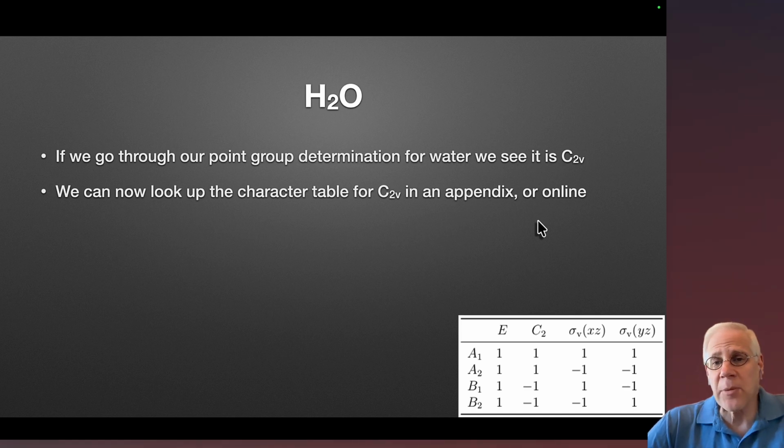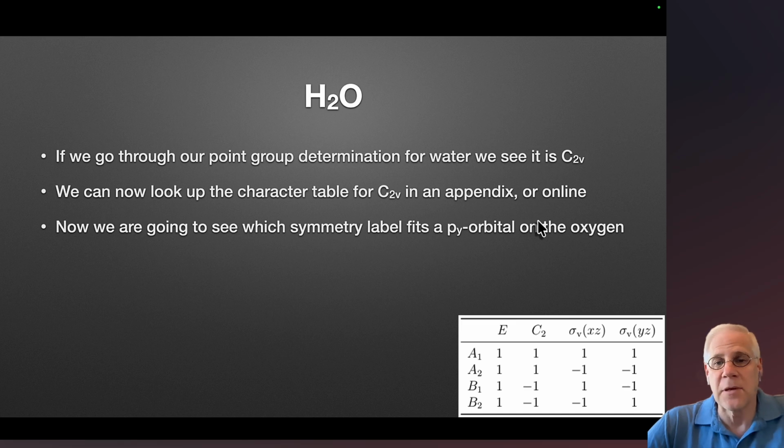So character tables are listed online. Several books have them in the appendix if they teach this material in their content. A normal first-year book would not have this material in there. However, you can look up an inorganic chemistry textbook as a good example. They would generally have character tables in the appendix in the back.